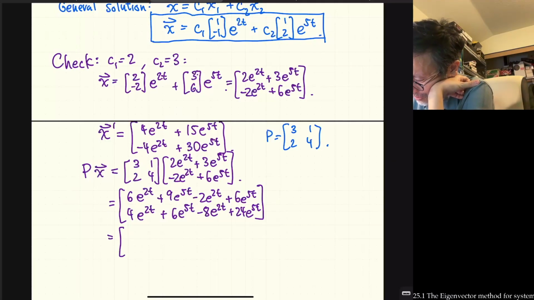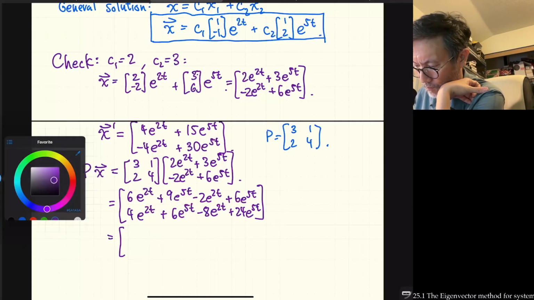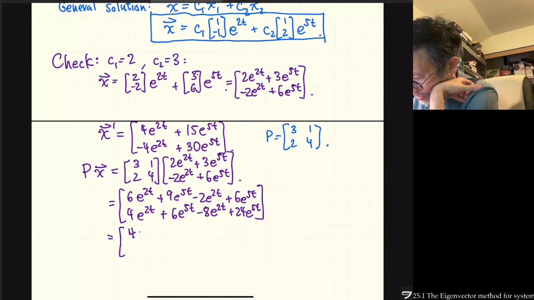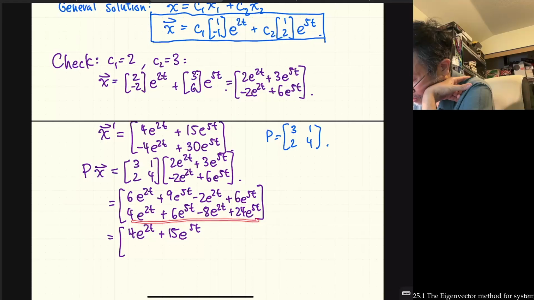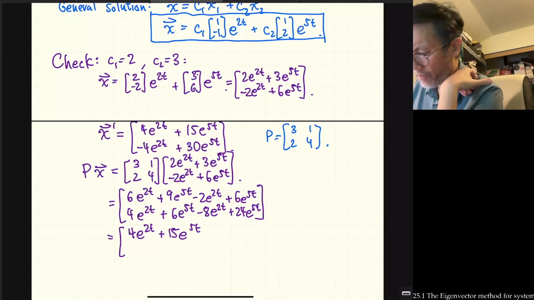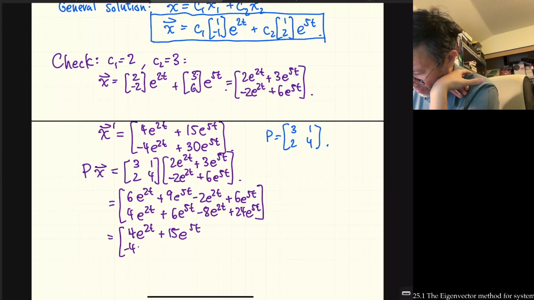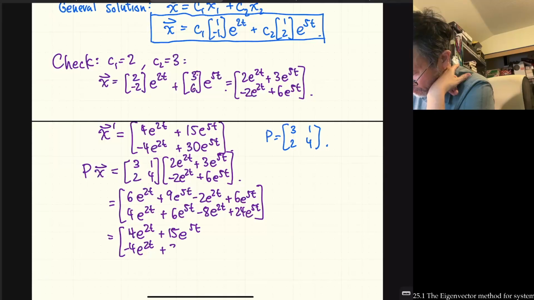If I collect like terms, in the first row, how many e to the 2t's are there? There's 4 of them, 4e to the 2t. And how many e to the 5t's are there? Well, it looks like there's 15 of them, 9 plus 6. And then look down here. How many e to the 2t's are there? Looks like there's negative 4 of them. And how many e to the 5t's are there? It looks like there's 30 of them.